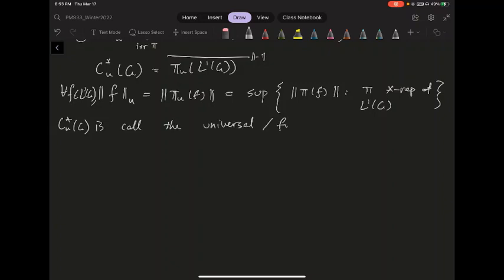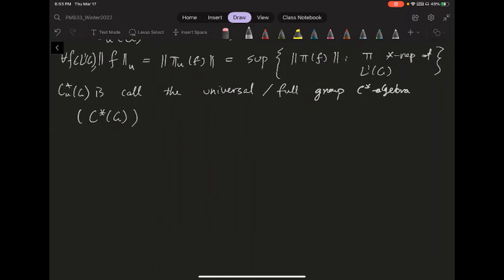Sometimes it's also called the full C star algebra or full group C star algebra. I should say group C star algebra. Sometimes I write a U here, or sometimes it's also denoted by the C star of G. If I don't write anything in the subscript, then it just means the full or the universal one. And because it's universal, the norm is really the biggest norm you can put on the L1 space. Basically, it's the biggest C star norm you can have.